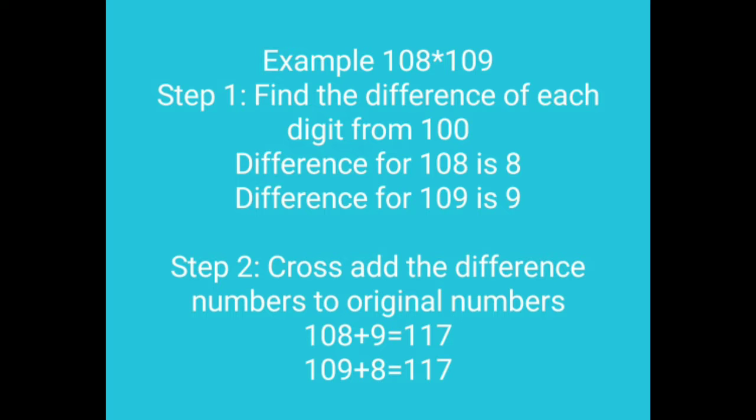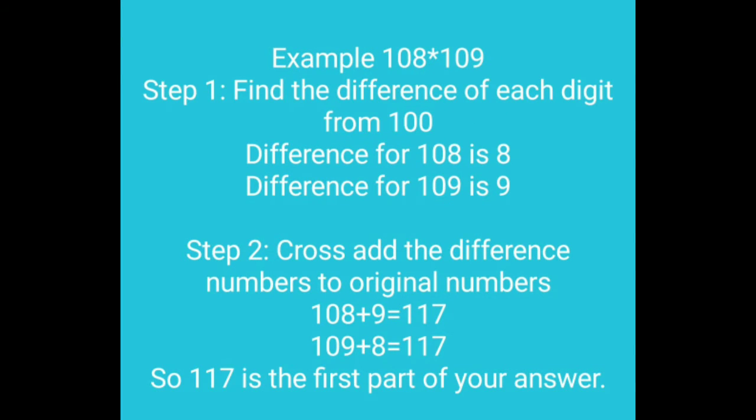Now cross add the differences to the original number. So 8 being the difference of 108, we are adding it to 109, and 9 being the difference of 109, we are adding it to 108, and we get a common number 117. So this becomes the first part of your answer. Wasn't that easy to find the first part of the answer?